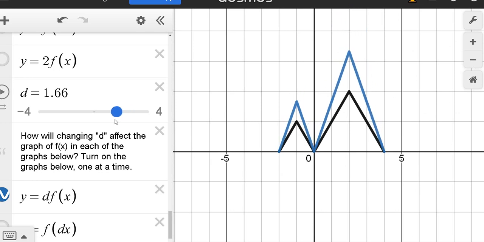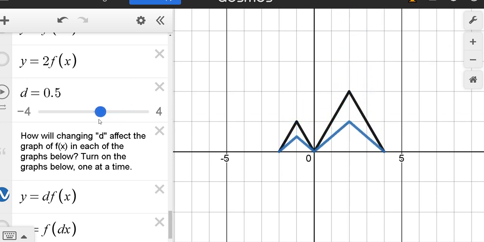And when this D is between 0 and 1, then what happens to the graph? Shrinks. Yeah, it shrinks your graph, right? So a couple of those two things are happening. And what do you suppose is going to happen if I cross over that line, 0? What do you think is going to happen to the graph?